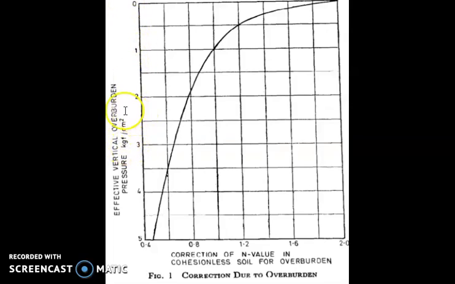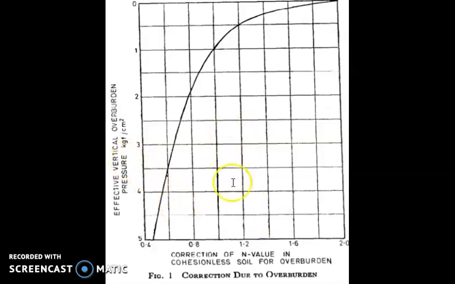Pay attention to this unit. It is kgf per centimeter square, which is not a unit that we usually use. Although this is taken from IS 2131, the y-axis is still in kgf per centimeter square. The unit that we use is kilonewton per meter square, so you should know the conversion. Please write it down somewhere in your book.